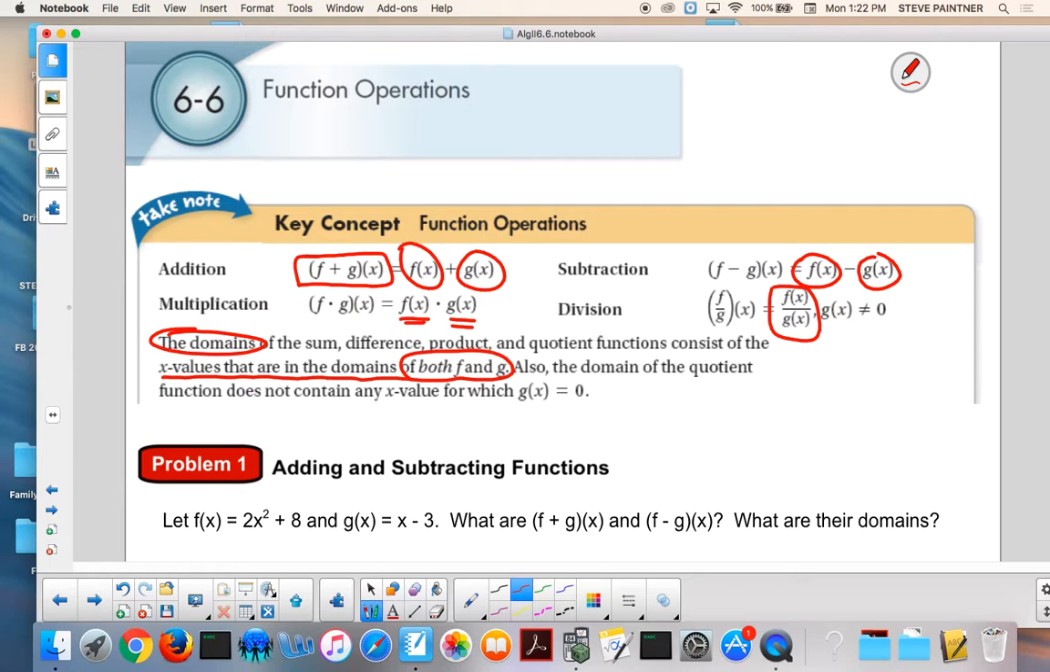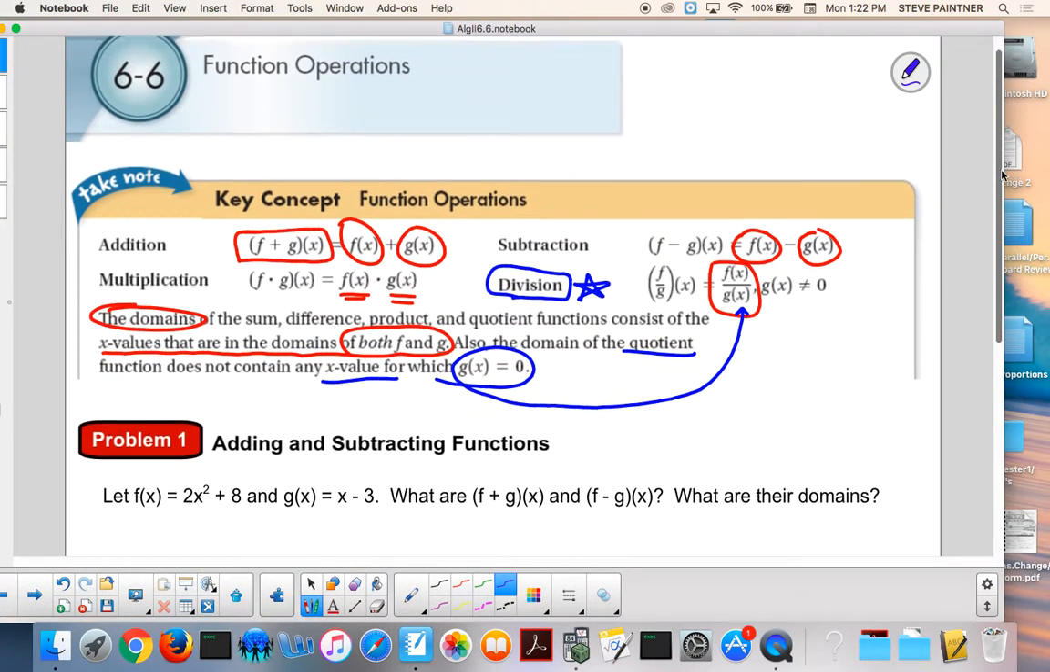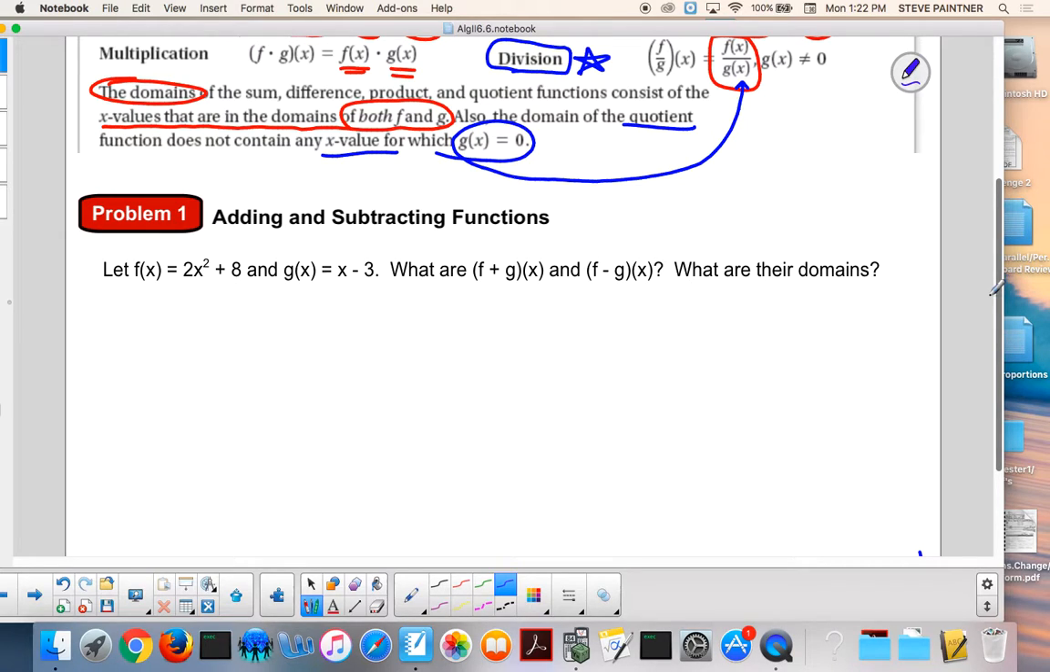The only one that gets tricky up here is division. So maybe make a little star by it. It says also the domain of division, not quotient, functions does not contain any x value for which g of x is zero. Why? Look where g of x is positioned. It's in the denominator, so you can't let the denominator ever be zero. You can't divide by zero. You gotta remember that in the end, okay? Okay, let's go. It's not hard. It's just we gotta get through a few of them.